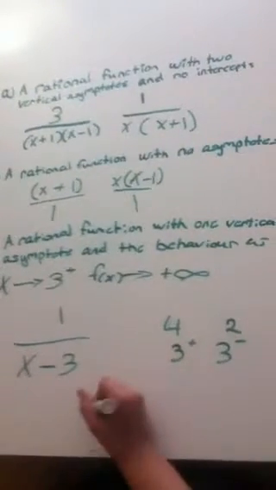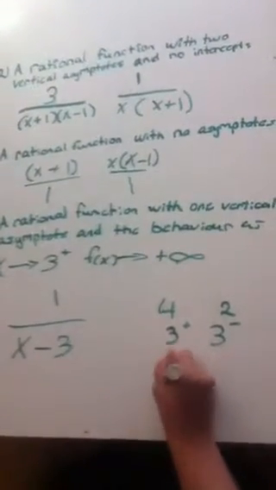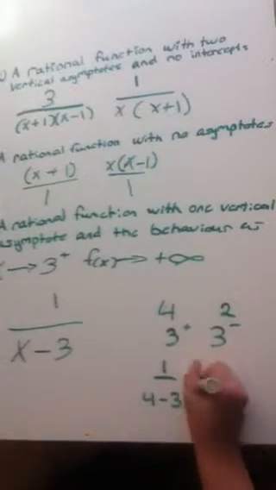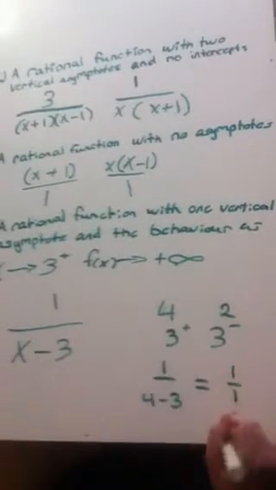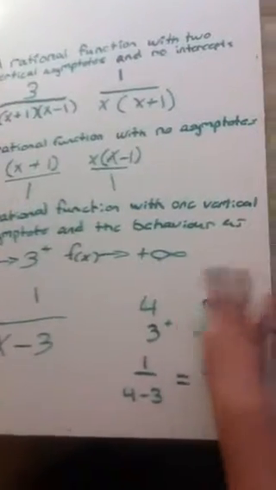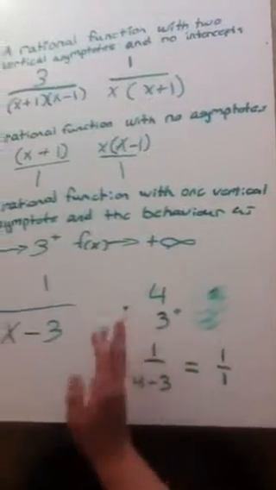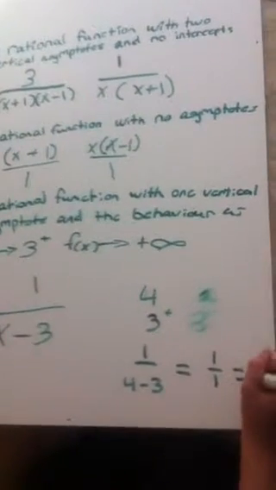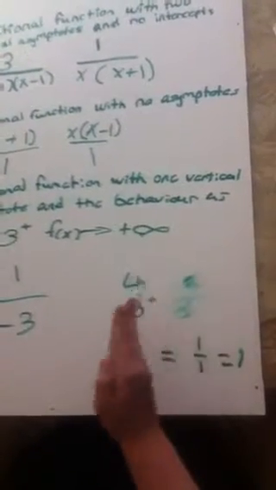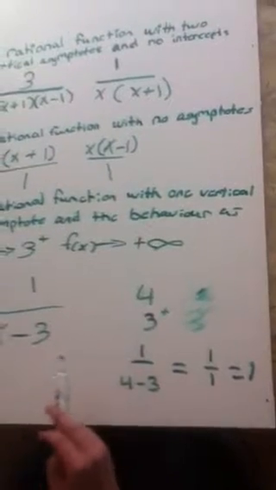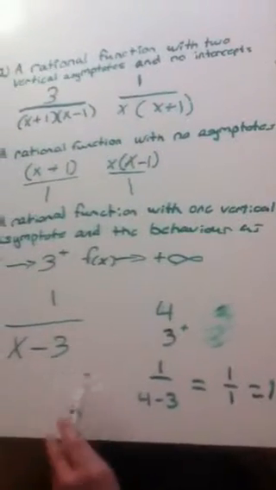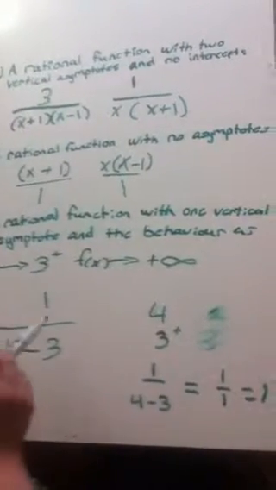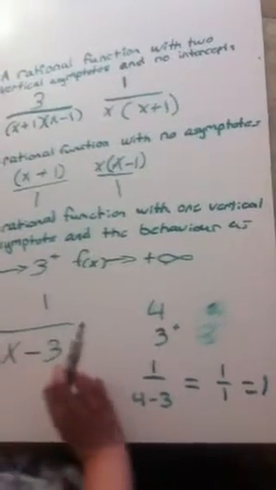4, that would equal 1 over 4 minus 3, which is equal to 1 over 1. This satisfies this because 1 is above 0, which means that for any value above 3, the function would approach positive infinity.